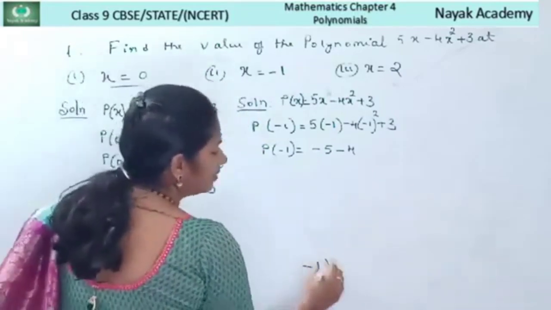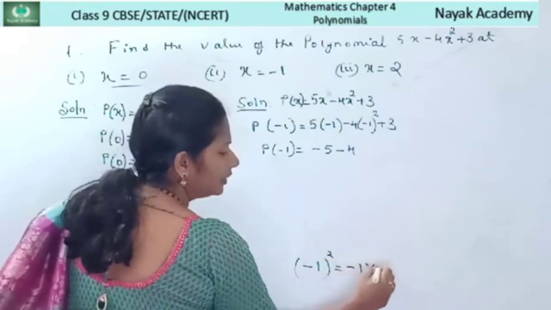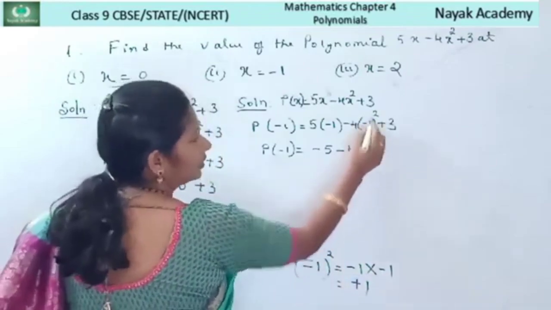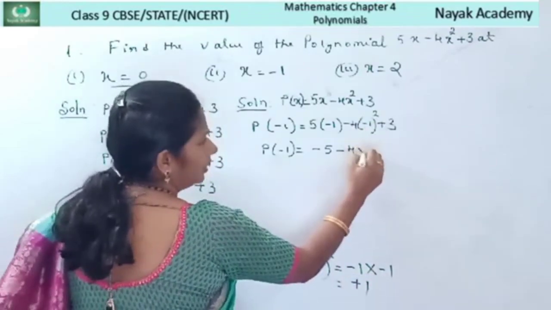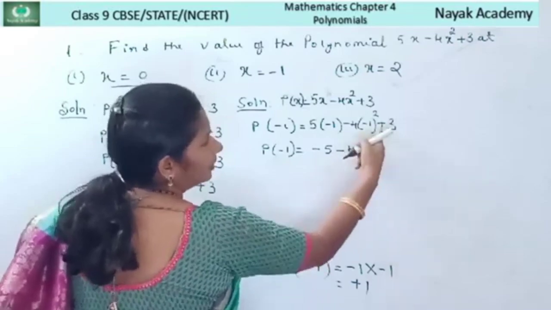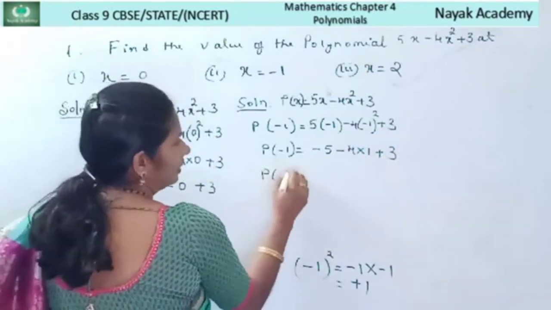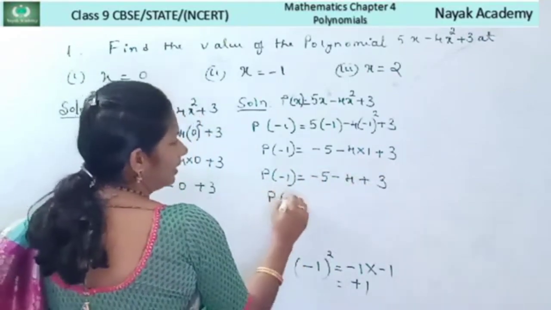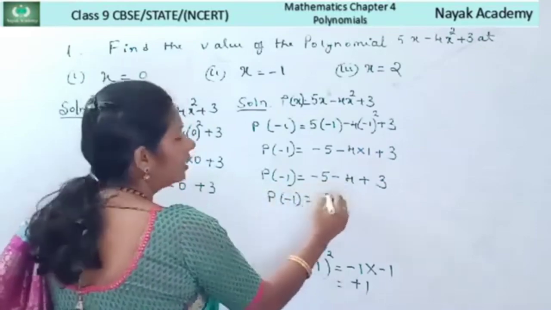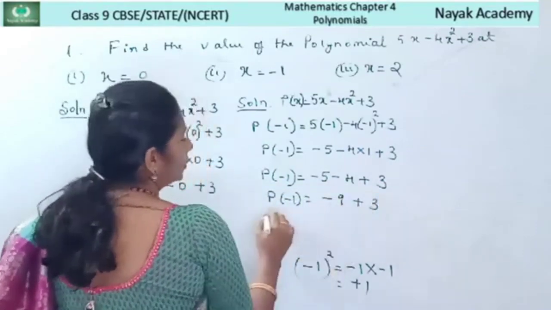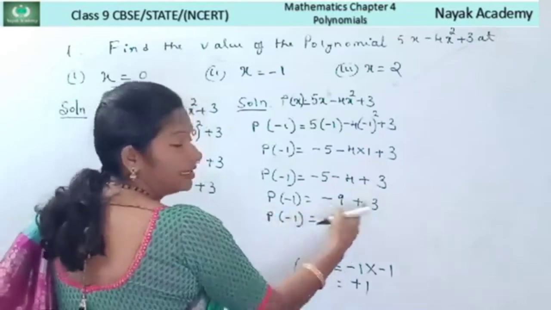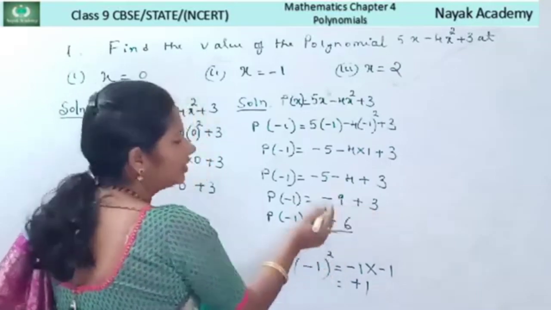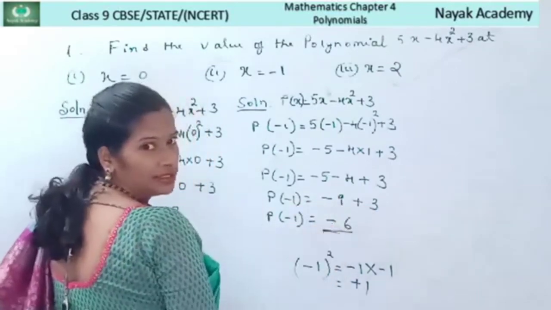So let me write here, children, minus 1 whole square is minus 1 into minus 1. So minus of minus becomes plus 1. So minus 1 whole square value is plus 1, plus 3. So p of minus 1 value is minus 5 minus 4 plus 3. So p of minus 1 equal to minus 5 minus 4, that is minus 9, plus 3. So p of minus 1 value is minus 9 plus 3, that is minus 6. If they are opposite signs, subtract, and the greater number's sign you should put, children.